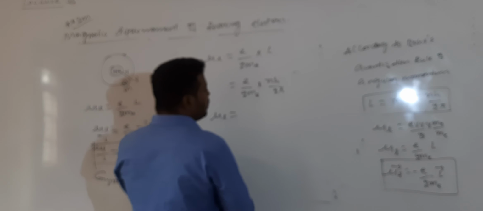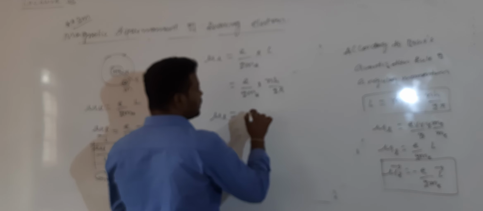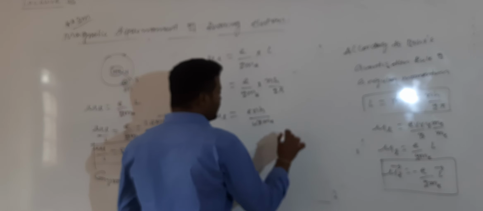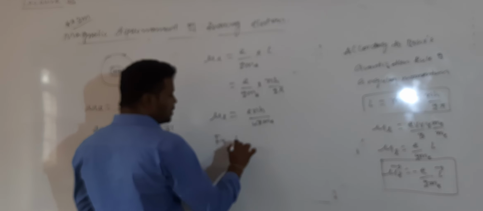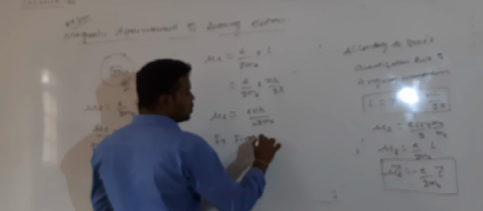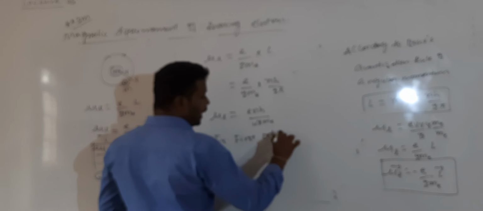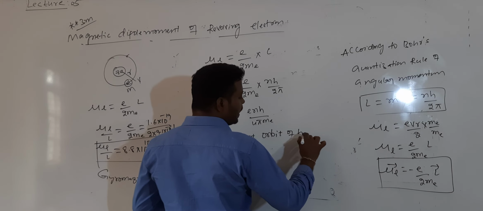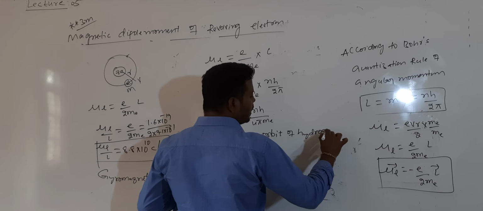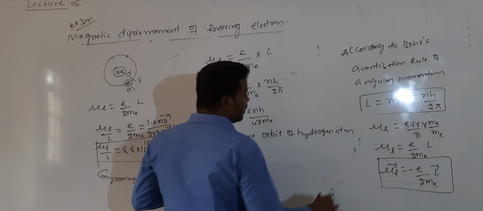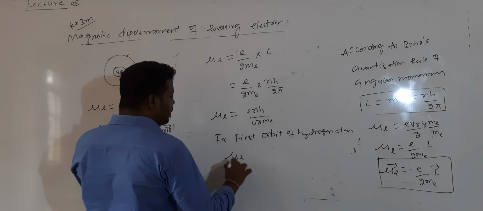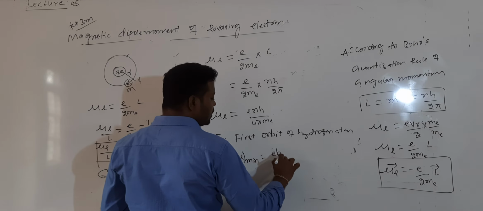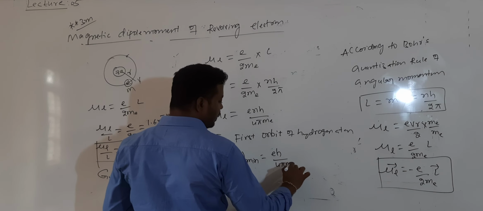So what I can substitute here is mu L equal to e into n into h by 4 pi Me. For the first orbit of hydrogen atom, I told you I will substitute at the end. So this mu L minimum is equal to e into h by 4 pi Me.